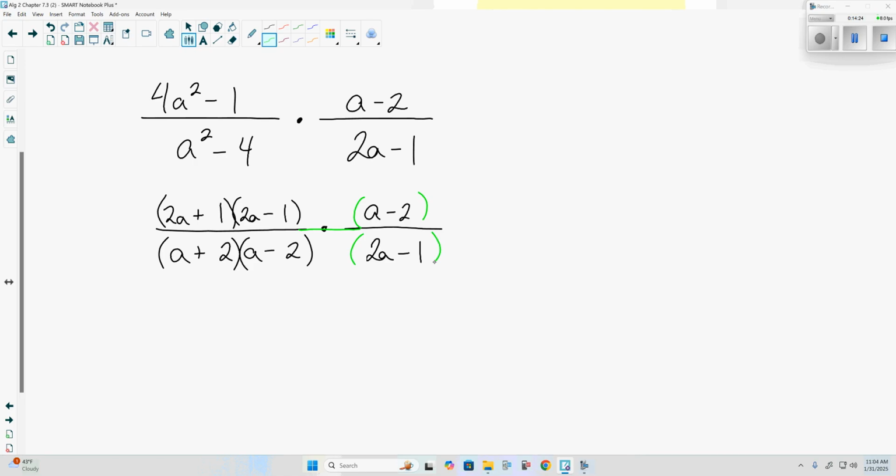Well, now we can multiply all of this together. And let's see what's in common on top and bottom. Well, the 2a minus 1 and the 2a minus 1. The a minus 2 and the a minus 2, leaving us with what?